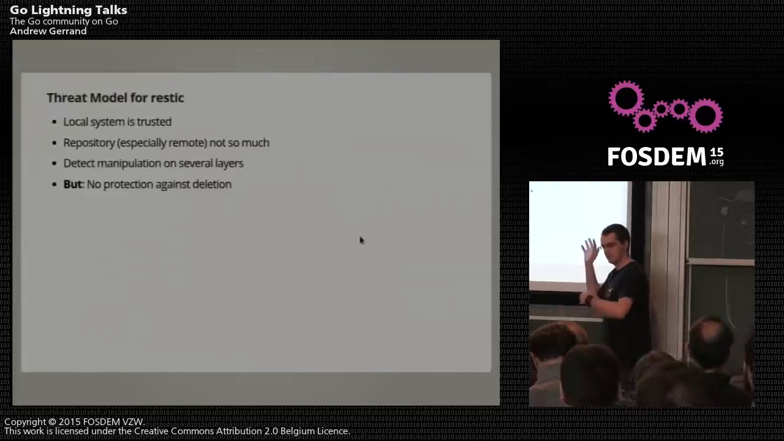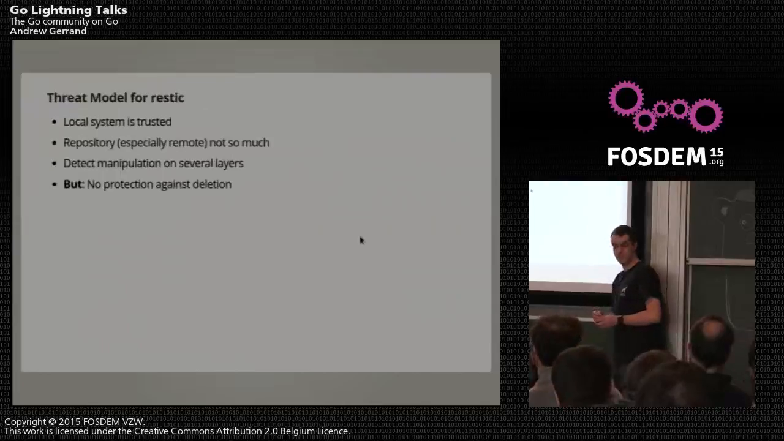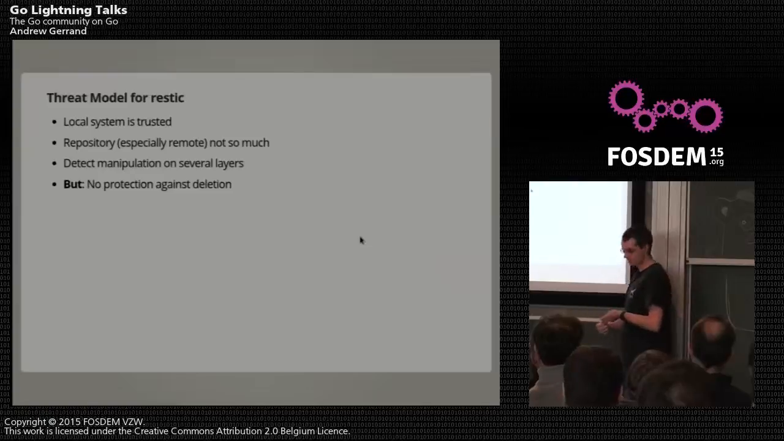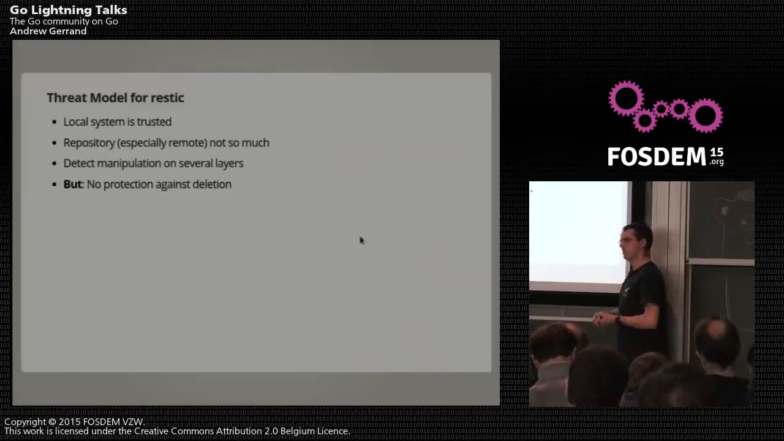The threat model, because I'm working as a penetration tester in my daytime job, is very important for me. The local machine is trusted, but the repository location probably is not. So I would like to detect manipulation, and even something like faulty RAM or a faulty hard disk on the remote side, and that on several layers. What I cannot protect against is an administrator on the other end deleting my files. That's something I cannot protect against, but I would like to be notified if some files are missing.